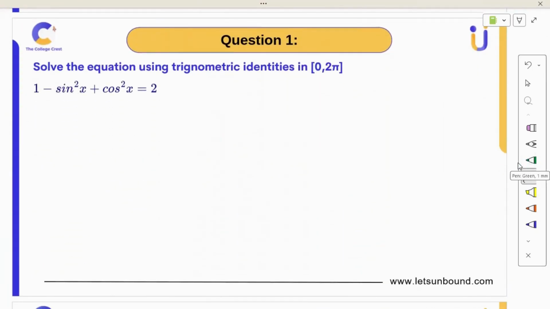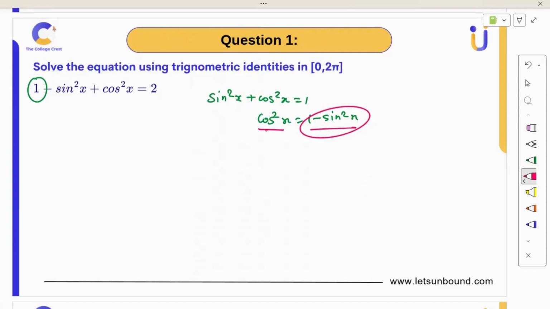Solve the equation using trig identities in 0 to 2 pi. So 1 minus sine square x plus cos square x equal to 2. If you can see something square, identities will work. And what square identity do you know in terms of sine and cos? So we know sine square x plus cos square x equal 1. Right. So in place of 1 you can put that, or you can put cos square x is 1 minus sine square x. Right. So you can substitute that. In place of cos square x, you can put 1 minus sine square x. Or in place of 1 minus sine square x, you can put cos square x. So this equals cos square x plus, copy the rest everything as it is.